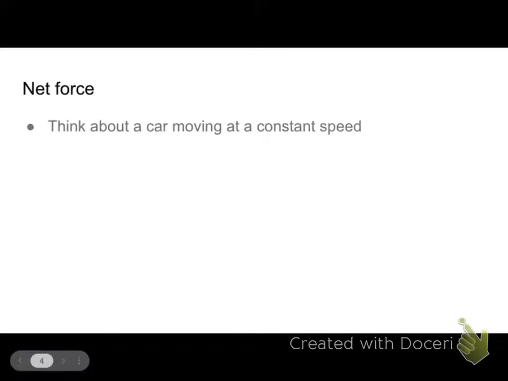Now let's talk about net force. Okay. Think about a car that's moving at a constant speed. Okay. What are some forces acting on a car that's moving at a constant speed? Its speed is not increasing or decreasing. Friction with the road. Friction with the road, definitely. With the air. Friction with the air, too, probably. Yep, air resistance. Gravity. Gravity pulling down on the car. Okay.